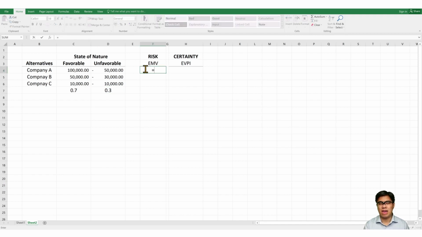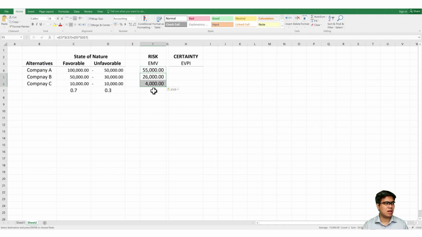So for alternative A, which is company A, we multiply the favorable outcome, which is 100,000, by its corresponding probability, which is 0.7, close parentheses. Then we add the second outcome, which is unfavorable. So that's negative 50,000 times 0.3, then close parentheses, then press enter. So you have 55,000. Now you can copy and paste the rest, but you'll get different values. So you have to lock the cells for the probability. So select the probabilities and press F4 for 0.7, then for 0.3, press F4 again. Then you can copy and paste the rest.